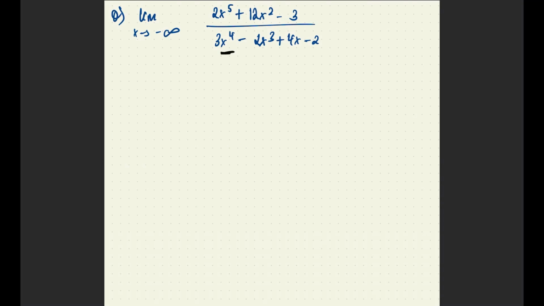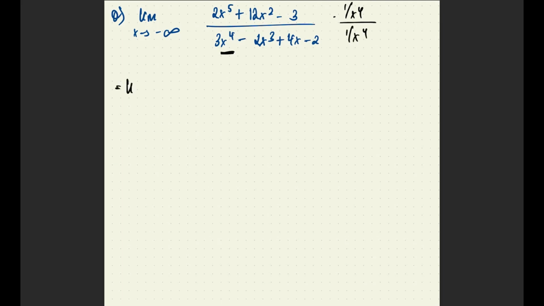Okay, so here what is the greatest power of x in the denominator? So we know that the greatest power here is x to the power 4. So I'm going to take this greatest power of x only. I'm going to ignore its coefficient. I'm going to ignore its sign when I multiply the numerator and denominator by the reciprocal of this term. So here I'll just multiply the numerator by 1 over x to the 4 and the same thing for the denominator.